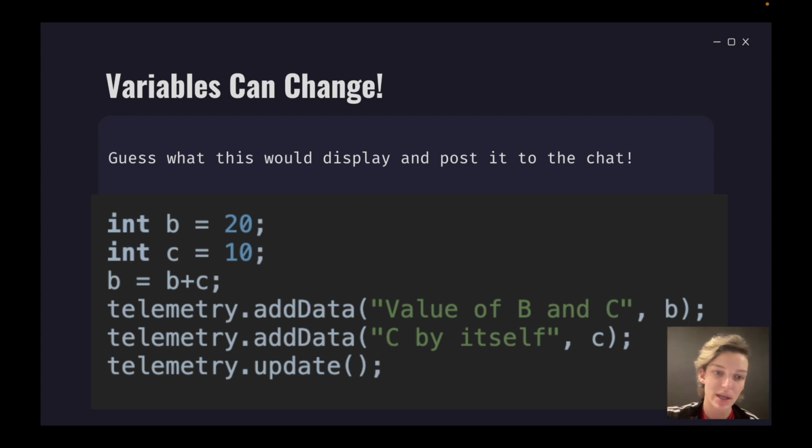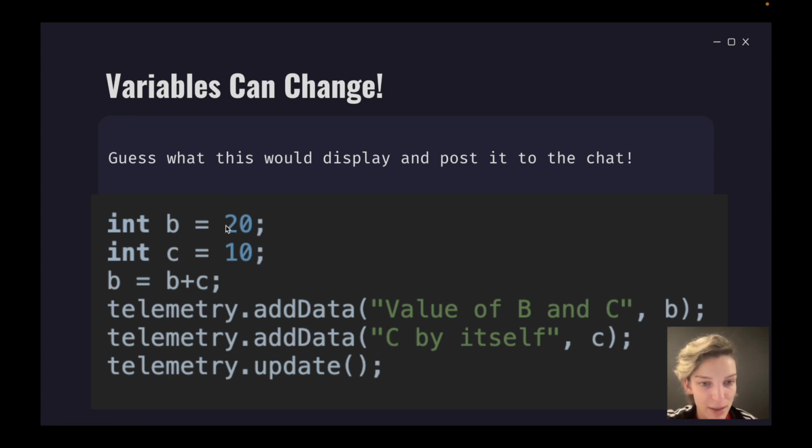So the way this code works is we have B and we have C. We have these two boxes. But down here, B is equal to B plus C. So the B box is changing its value by setting it equal to a new value. To see what value we're putting inside of it, we're going to set it equal to B plus C.